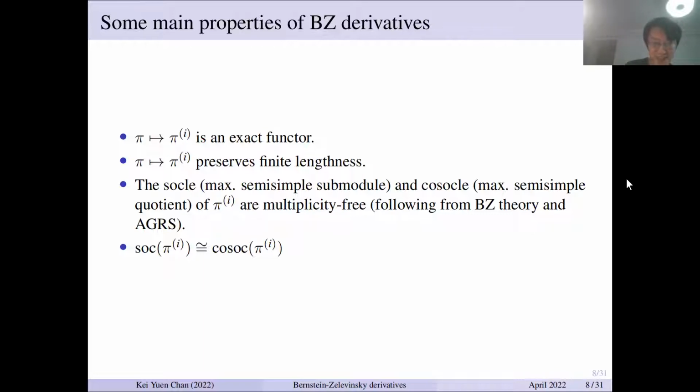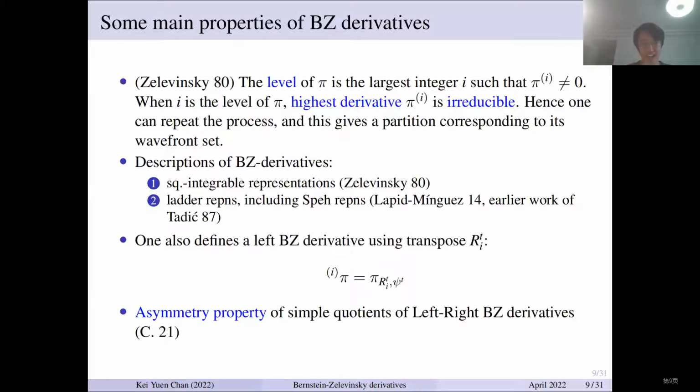Okay, so these are some properties of Bernstein-Zelevinsky derivatives. The next question is what the Bernstein-Zelevinsky derivative looks like. Let's consider the level, which is the largest integer i such that π^(i) is non-zero. If i is the level, then the highest derivative is irreducible. This is a non-trivial theorem by Zelevinsky. Because it is irreducible, you can repeat the process, and then you will get a partition.